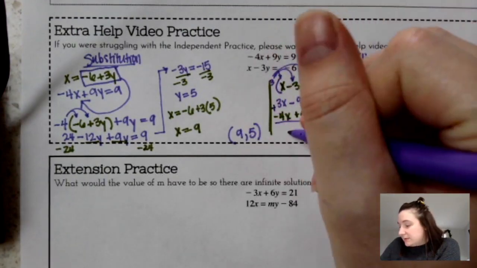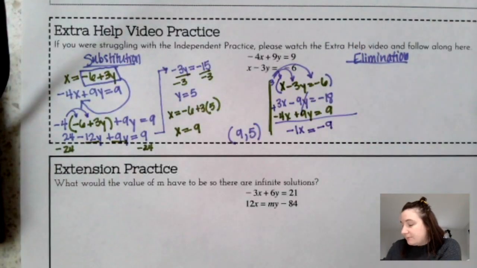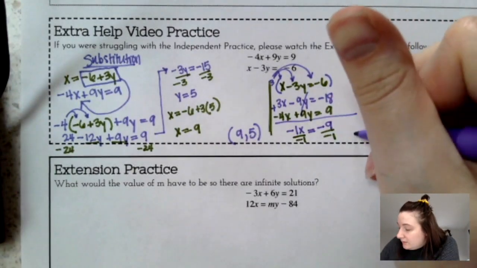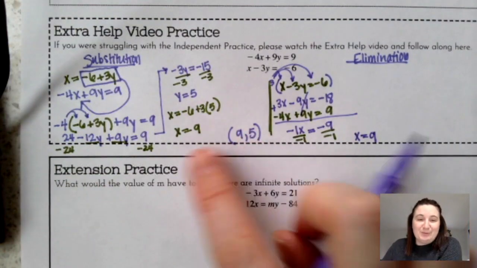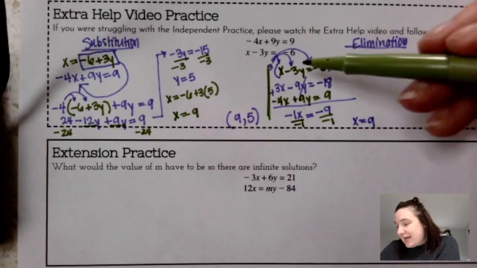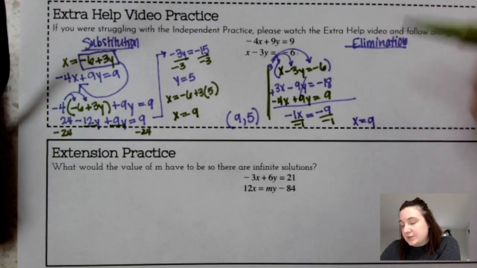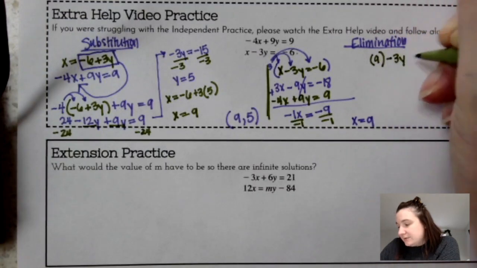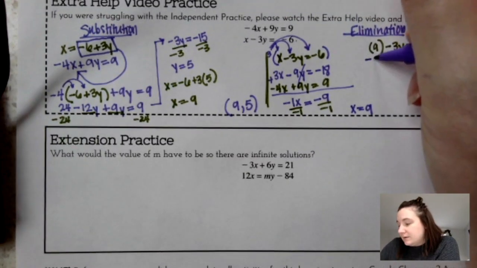Then I can take that and plug it into either one. It doesn't matter which. I think if you plug it into the original second equation, it might be a little bit easier. So it'll be 9 minus 3y equals negative 6. Subtract 9 to get negative 15. And divide to get positive 5. So our answer for this one is again 9, 5.